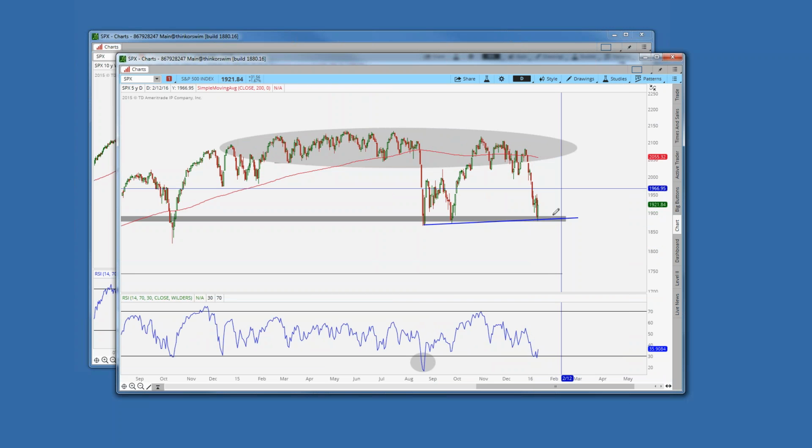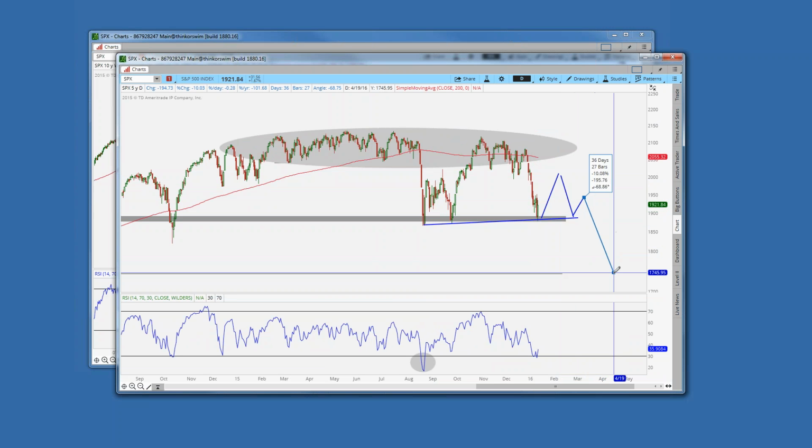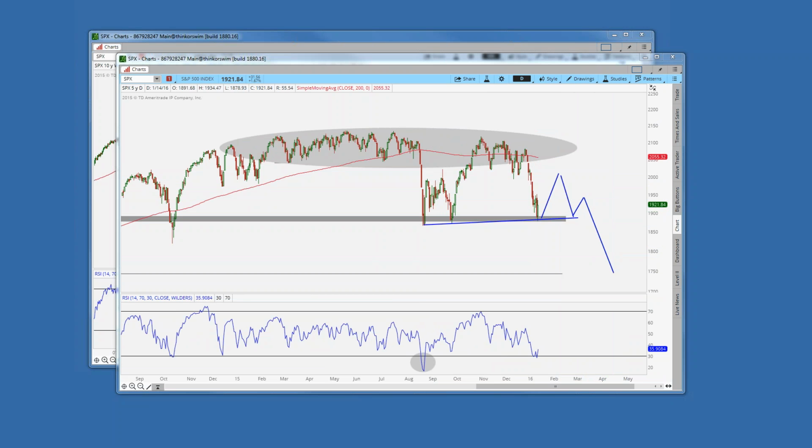So maybe something like this. Something like that, right? That's kind of how I see it. Does that answer your question, Robert?